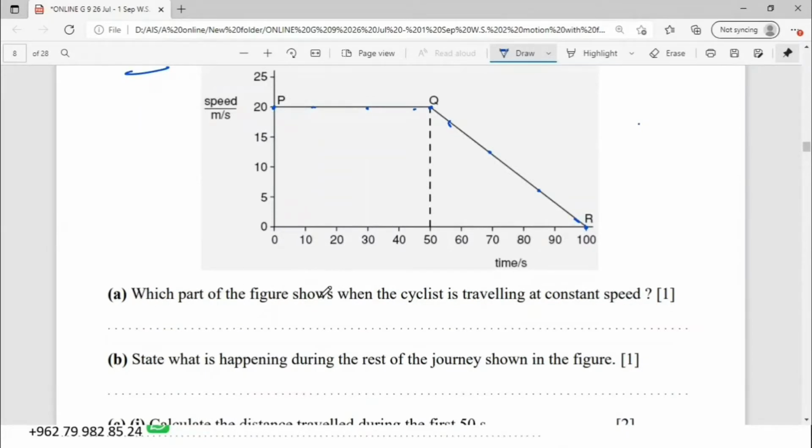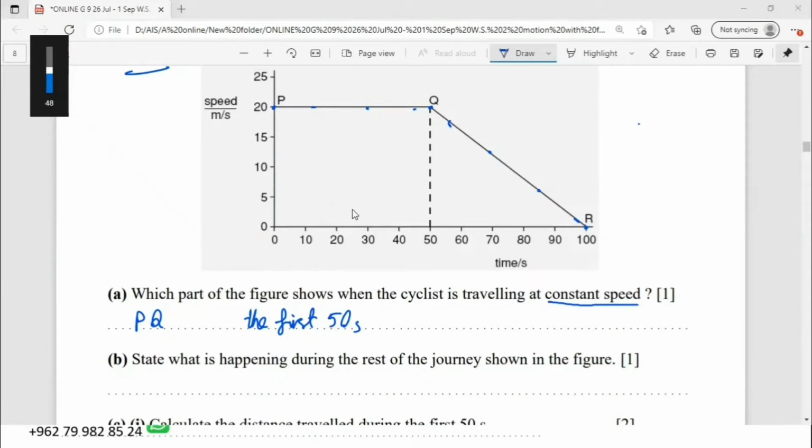Which part of the figure shows when the cyclist is traveling at constant speed? Where is the constant speed? From P to Q. Right? P to Q. Or you can write the first what? The first 50 seconds. Can I say that? Yes, I can say the first 50 seconds, from P to Q.